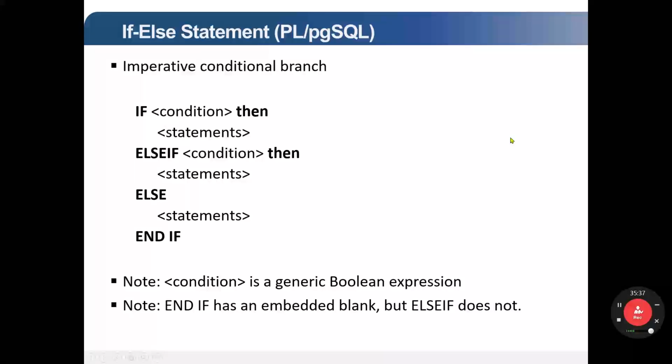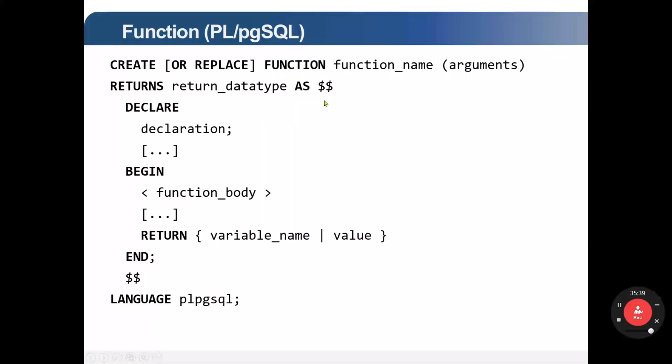That's the meaning of this double dollar symbol. So the function body has two parts. Declare is for variable declaration. Since this is a function or procedure, we can use some variables. Those variables must be declared inside this declare section. And then the function body starts with this begin keyword.